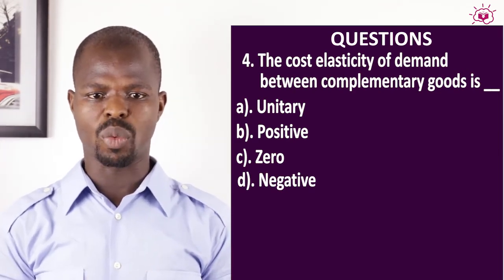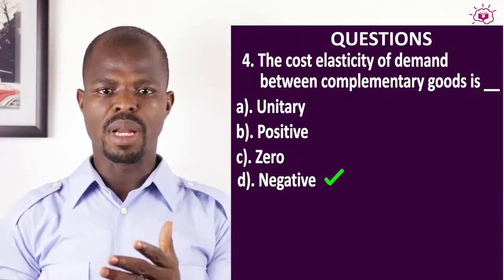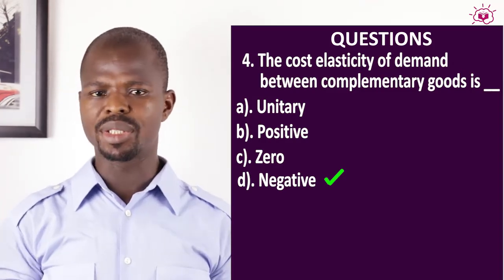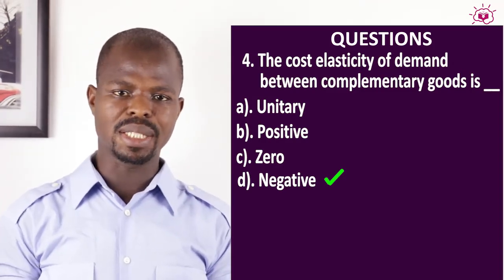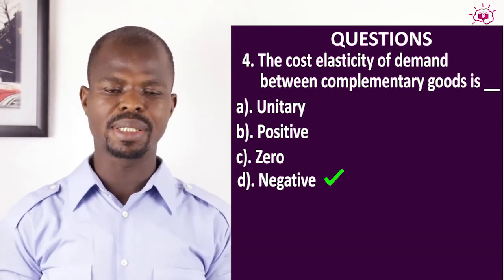The right answer to the question is negative. Now, that is option D, negative. Reason being that for all complementary goods, there exists a negative relationship. An increase in the price of one leads to a decrease in the demand for the other. Now, let's take the last question, number 5.